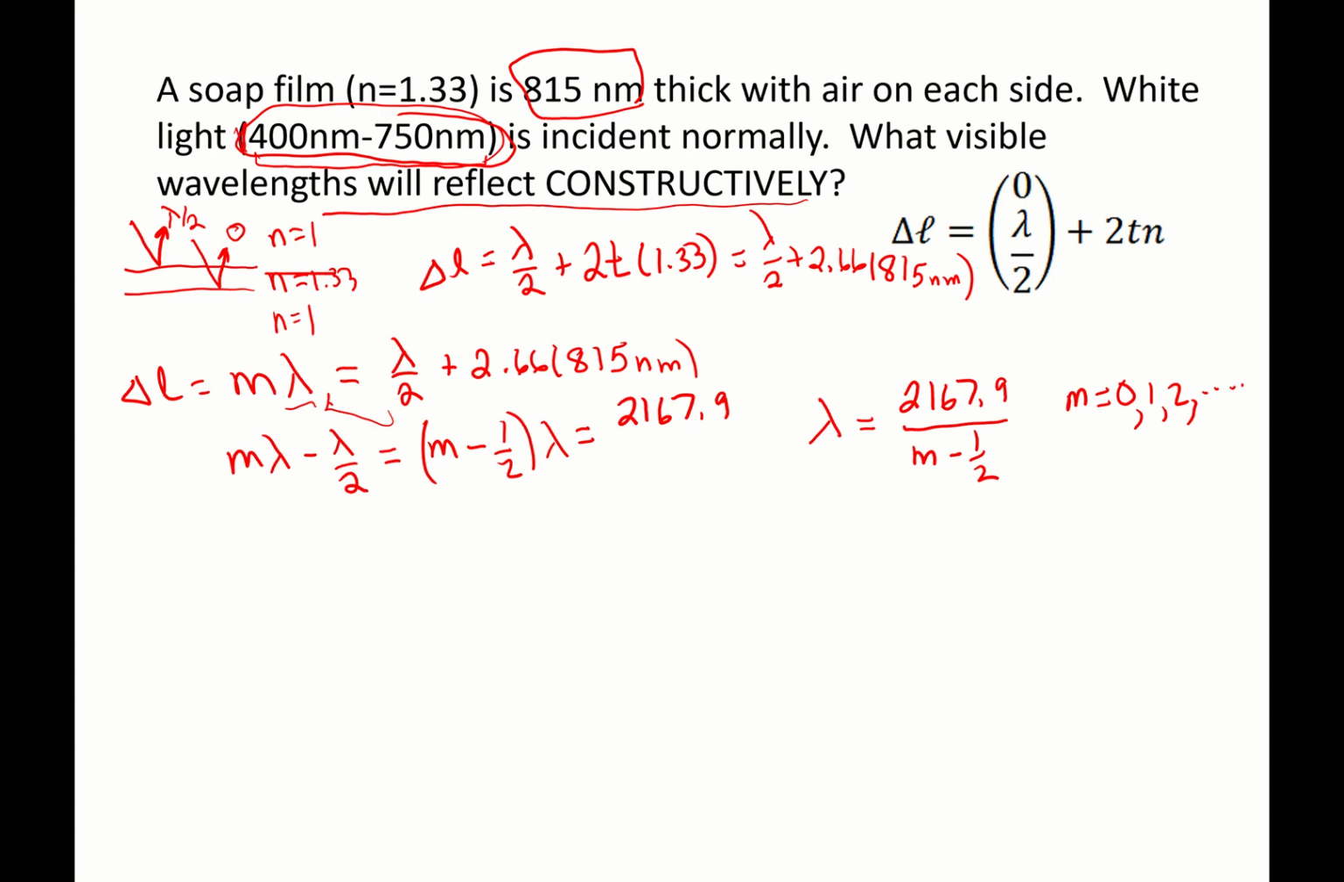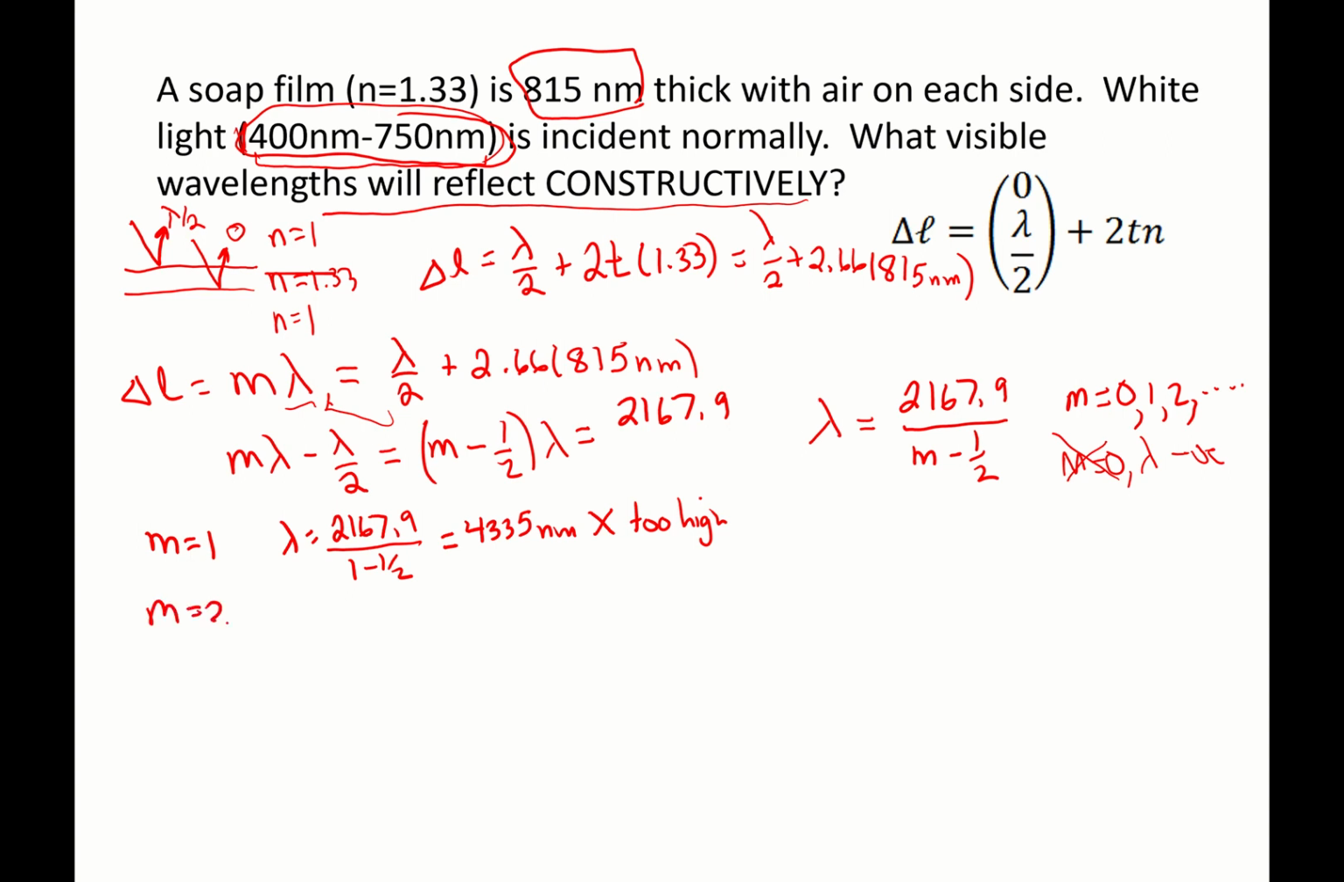If I put in m equals 0, that gives me a lambda that's negative, and that's not possible. So it can't be m equals 0. Let's put in the other m. So for m equals 1, lambda is 2167.9 over 1 minus 1/2. So that gives me 4,335 nanometers. Okay, that's way too high. That's way up above red, in the infrared, we can't see that color of light.